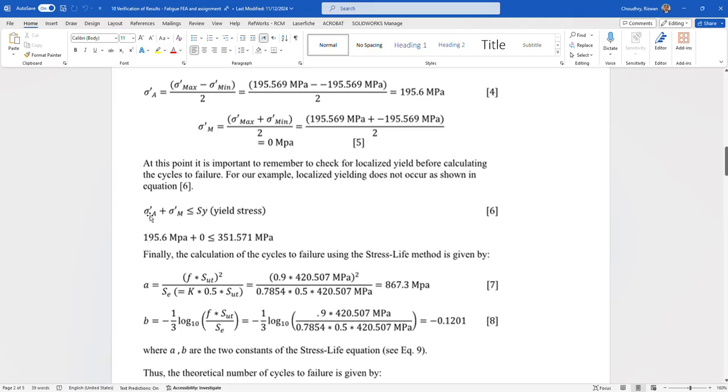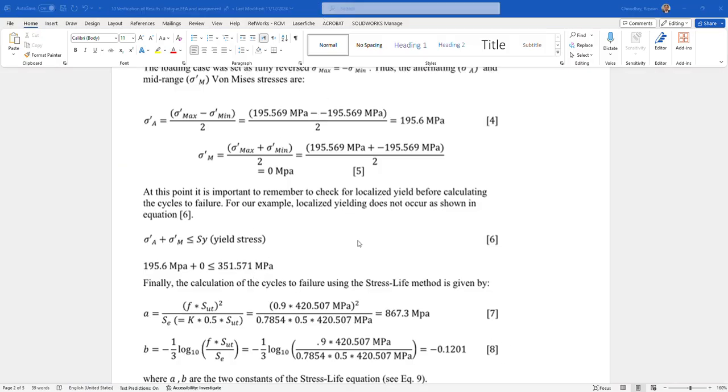Basically, the alternating component and the mean component, when you add them together, should be less than the yield strength. In this case, that is true, because 195.6 plus 0 is less than the yield strength of the material that we have used. The material's yield strength in this case was 351.571.